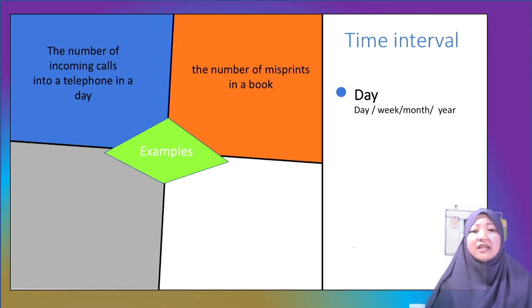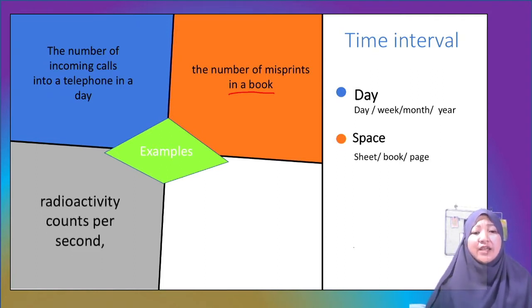Okay, second, the number of misprints in a book. Okay, this one contoh yang kedua tentang Poisson distribution. The number of misprints in a book. Okay, this is about space. In a book, about space. Another example, maybe sheet, book or page.